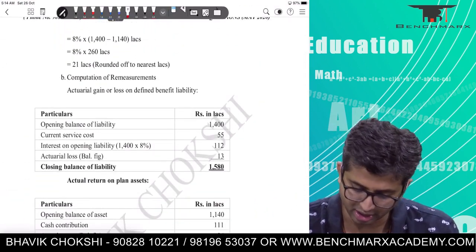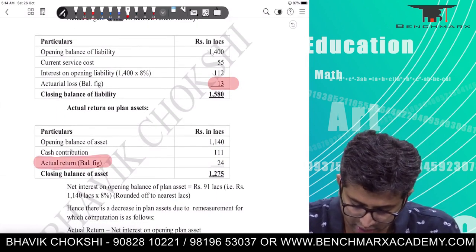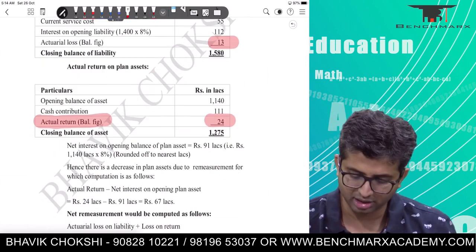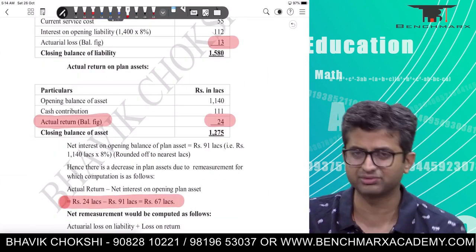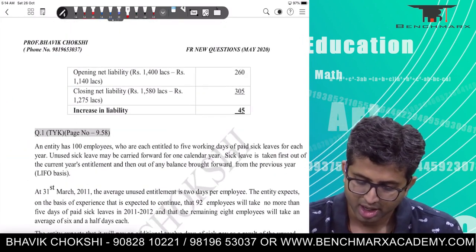They have taken the net value. The amount in the liability, actuarial losses balance. They first calculated the actual return and then found the difference. We have just done that directly. It's just a presentation difference. Your solution continues to remain exactly the same.